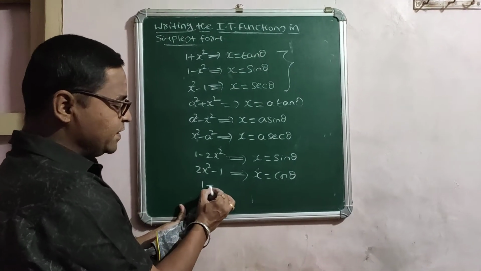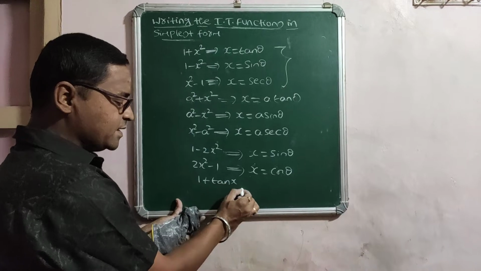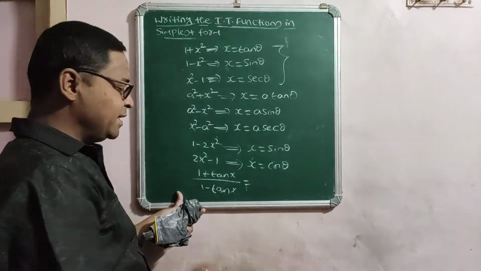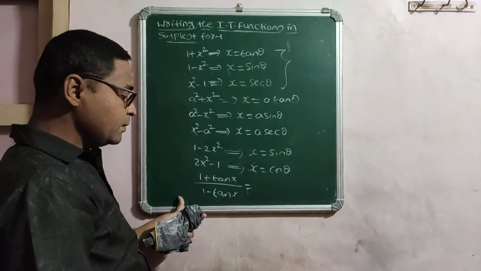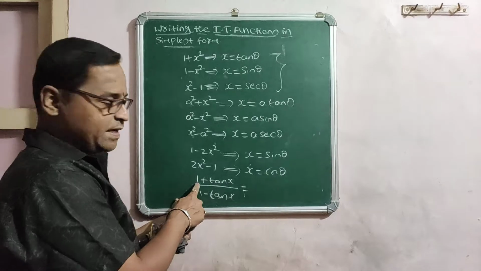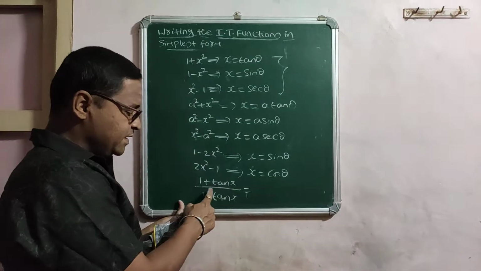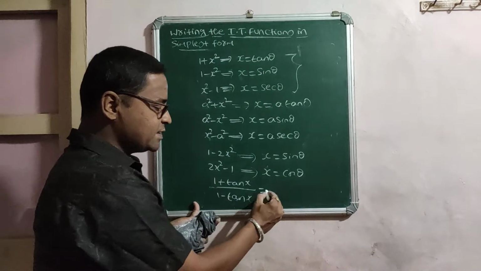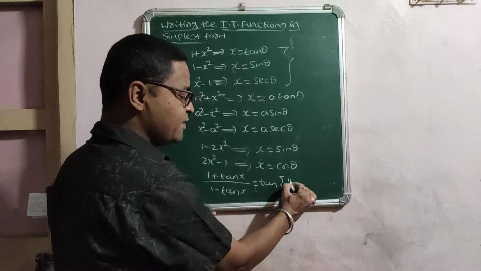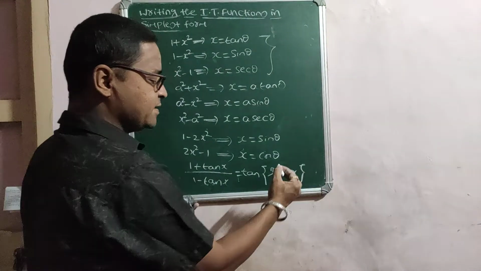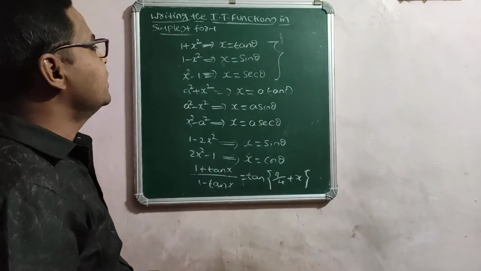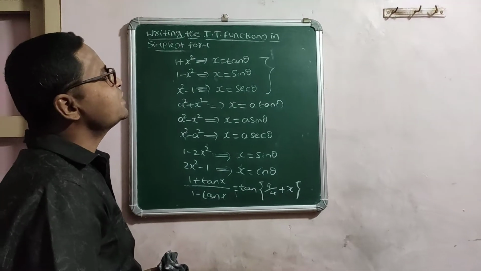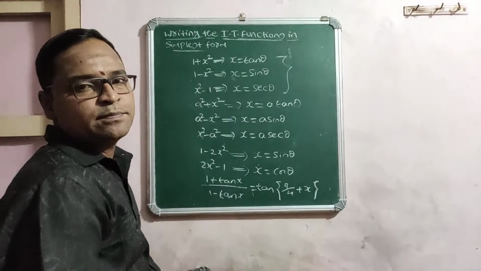And whenever we have (1 + tan x)/(1 − tan x), we need to consider the term 1 as tan(π/4), so it becomes (tan(π/4) + tan x)/(1 − tan(π/4) tan x), and the value can be considered as tan(π/4 + x). So this is the point we require to remember whenever we are discussing the conversion of an inverse trigonometric function into its simplest form.